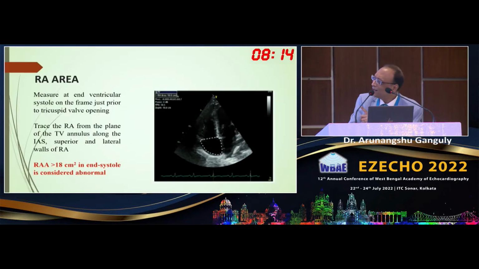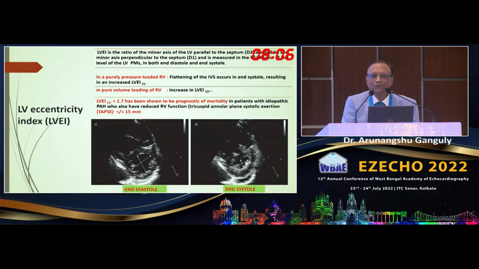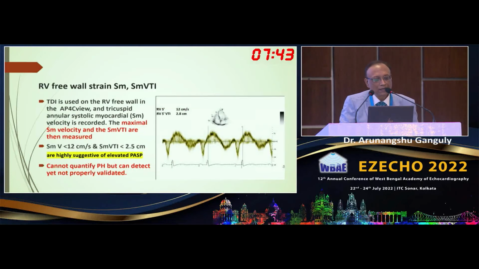RA area, this is the way you measure it. RA volume index, the area length measurement. LV eccentricity index. Remember that if it is purely pressure loaded, then there is flattening of IVS and it is increased in end systole. If it is a volume overloaded situation, it increases in end diastole. LVEI end diastole less than 1.7 has a prognostic significance.